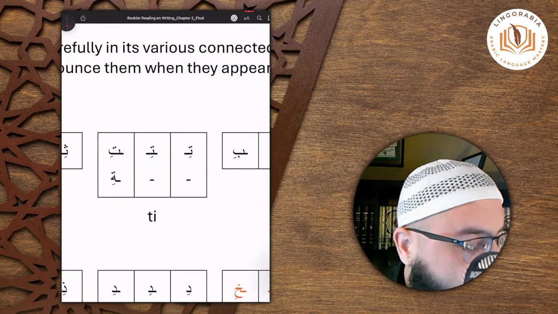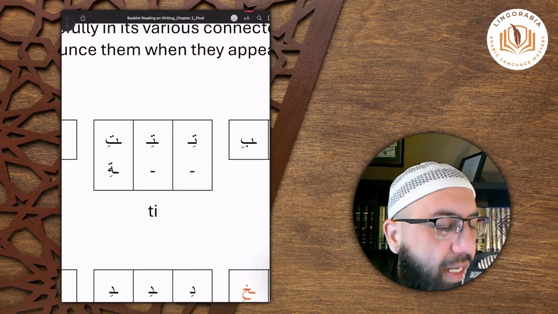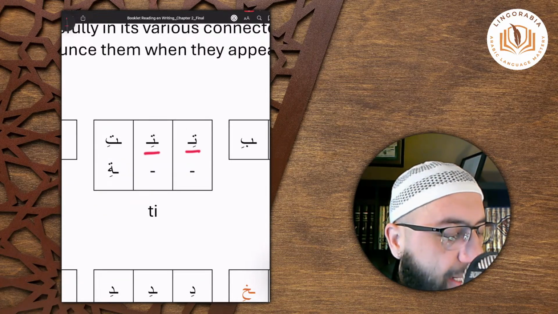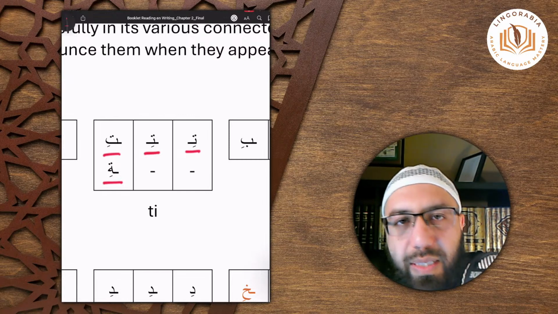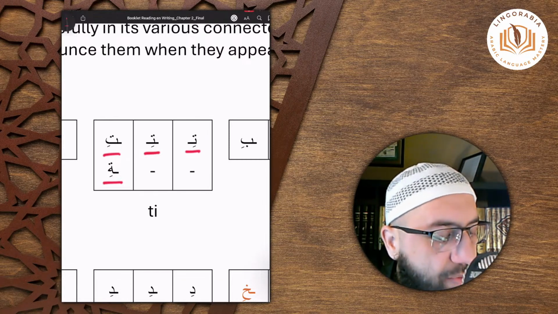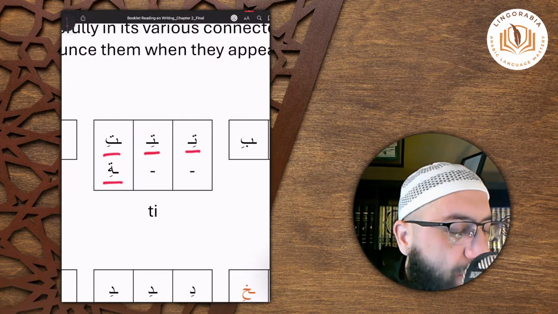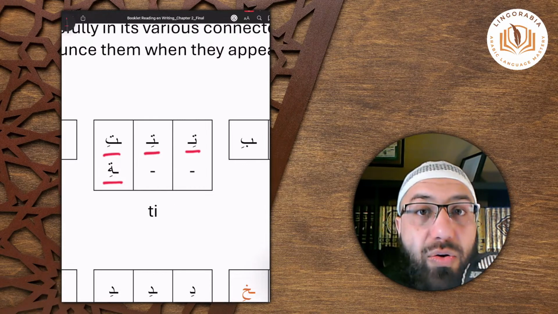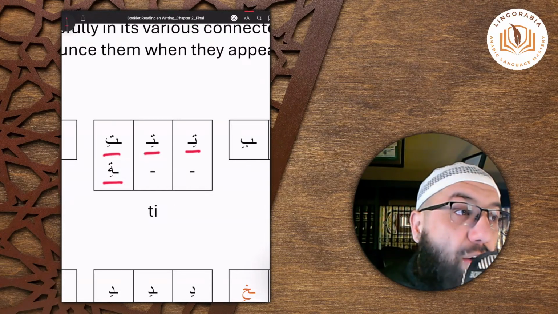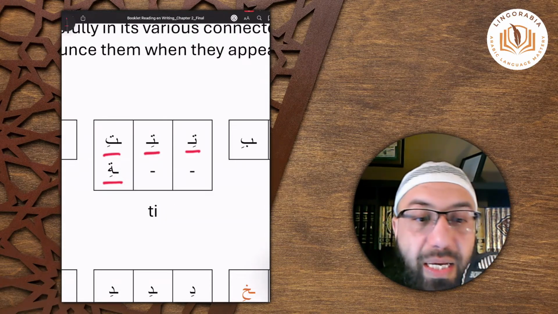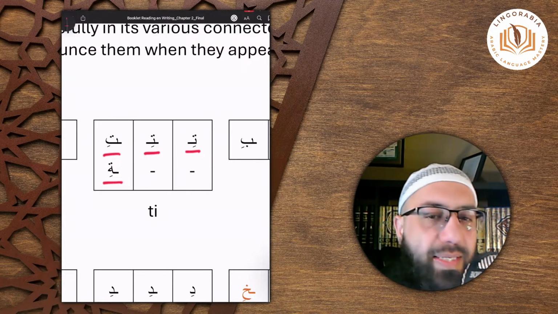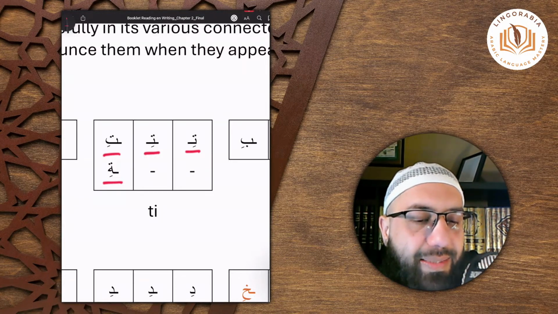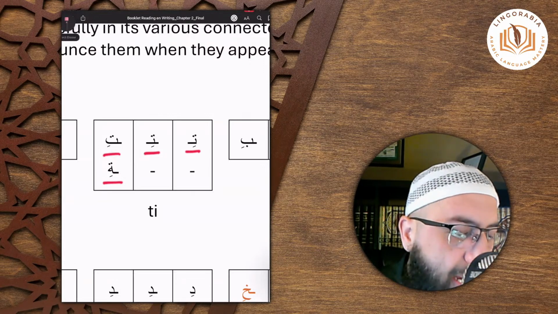Here you got the ta in the beginning, in the middle, and at the end. And ta marbuta also at the end. In the beginning and in the middle, ta marbuta doesn't come. Ta marbuta comes only at the end. So regardless of the way you write the ta, regardless of the position of the ta in the word, the pronunciation is the same. It is T, T, T. Yes, guys?